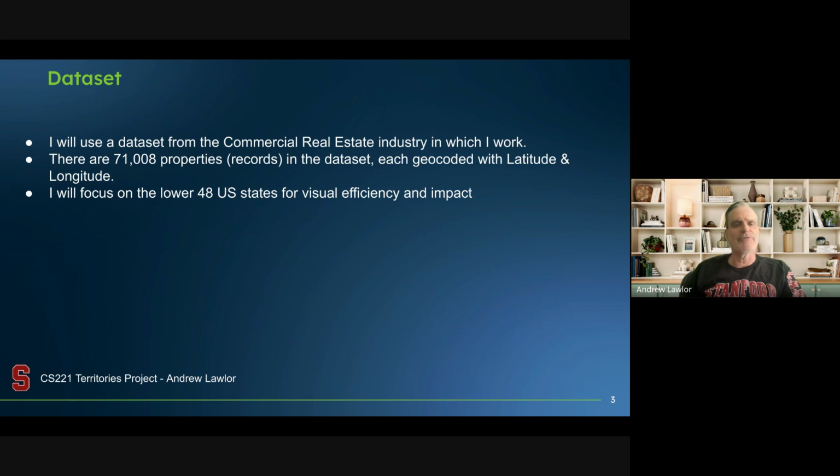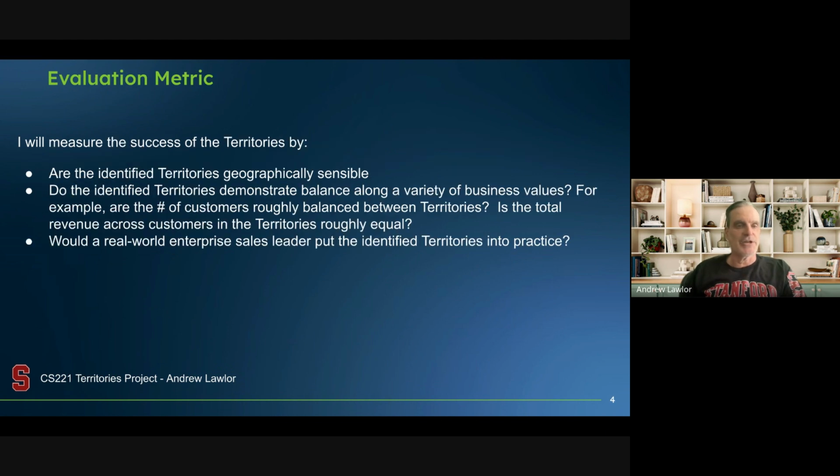The data set I will use will come from the commercial real estate industry in which I work. There are 71,000 properties geocoded with latitude and longitude, and I'll focus on the lower 48 states for visual efficiency and impact. As an evaluation metric, I will look at the territories to see if they are geographically sensible, and do they identify territories that balance a variety of business metrics, for example, the number of customers balanced between the territories, and is revenue balanced among those territories as well. And ultimately, would a real-world enterprise implement these territories in practice?